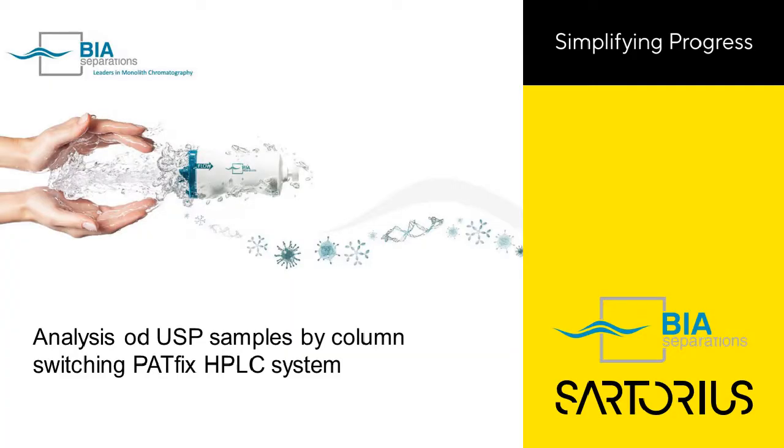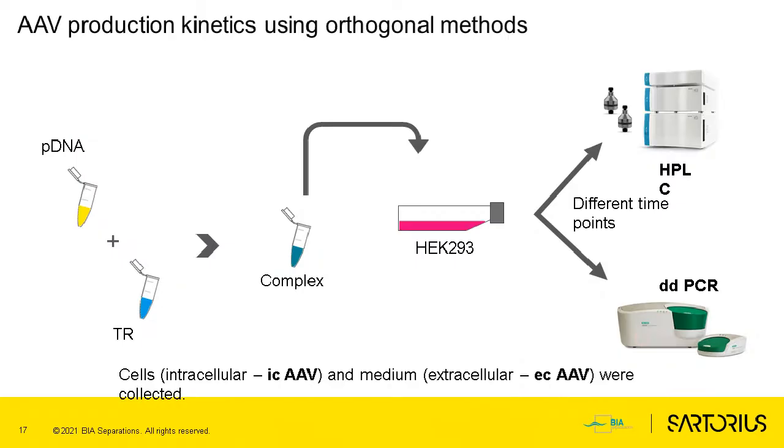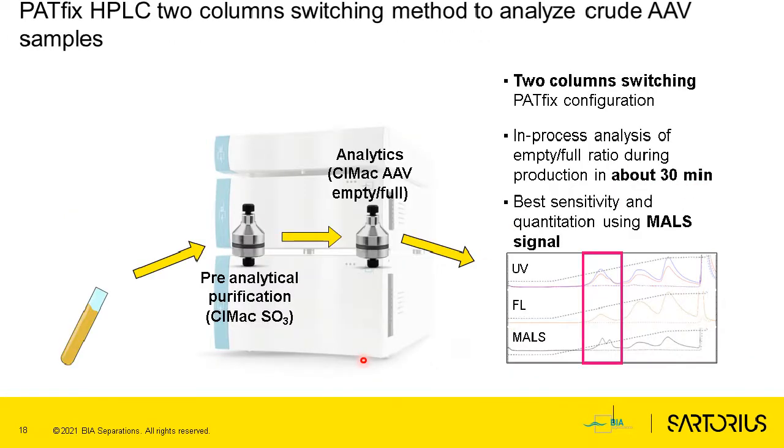So how to realize this? We would deal with a sample, supernatant, which is very complex. So what we built is a method which allows us, in addition to the PCR as orthogonal, also to check for the empty and the full virus particle. So how can this be realized?